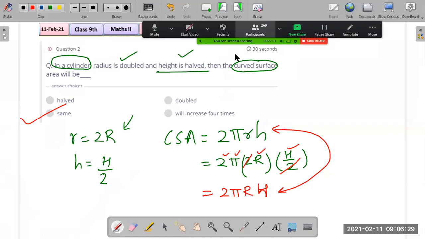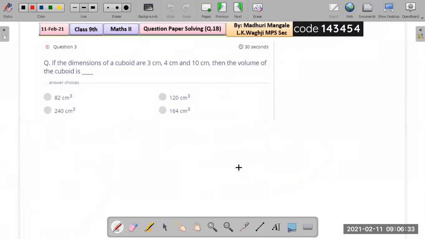So the next question is, please join the Zoom screen. On the Zoom screen, you should be able to see the question, and of course we will be solving it together. If the dimensions of a cuboid are 3, 4, and 10 centimeters, then the volume of the cuboid is what? What is the formula for the volume of a cuboid?